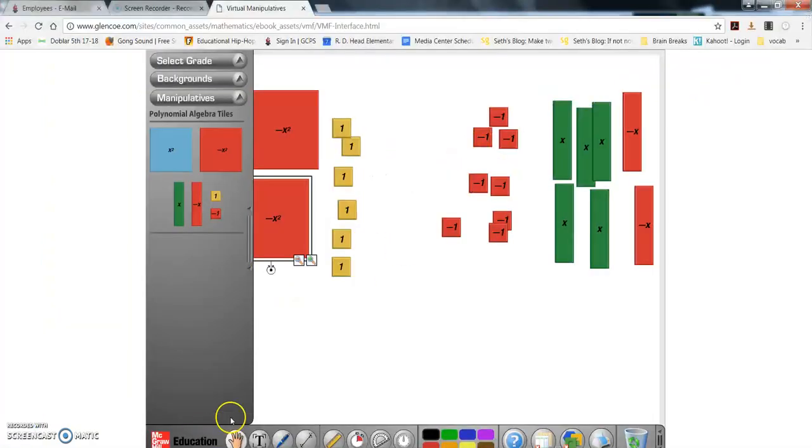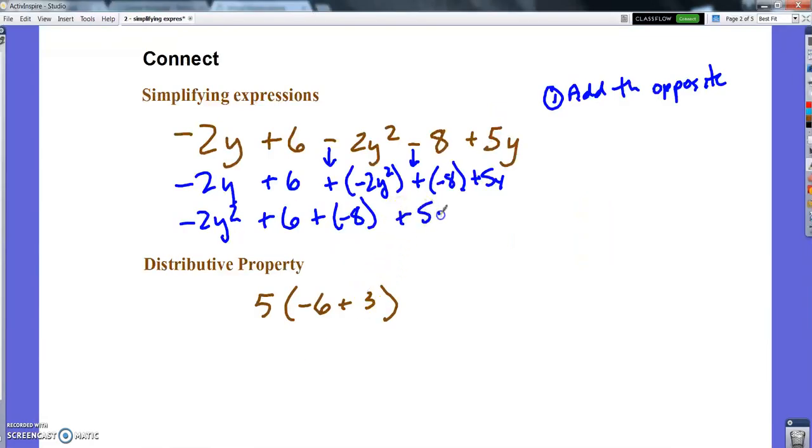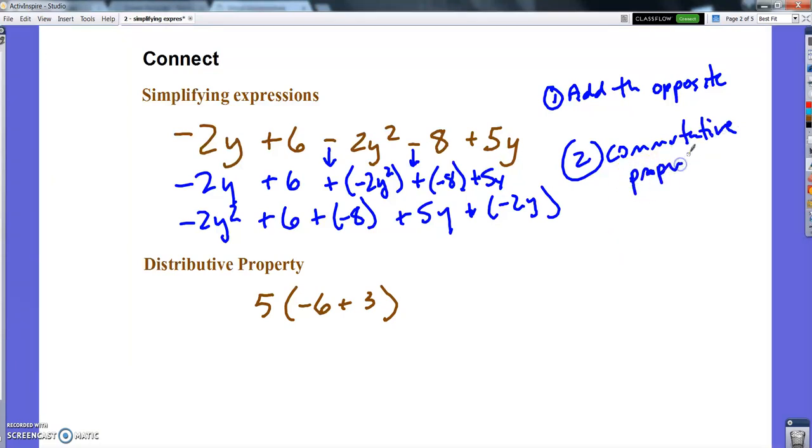Did I do 6 instead of 5? No, 5, good. Plus 5y plus negative 2y. So the commutative property was step 2, and it just lets me put things together that go together. The math term for that is like terms. So these were like terms, and these were like terms. And then the last thing I did after I had my like terms was combine like terms.